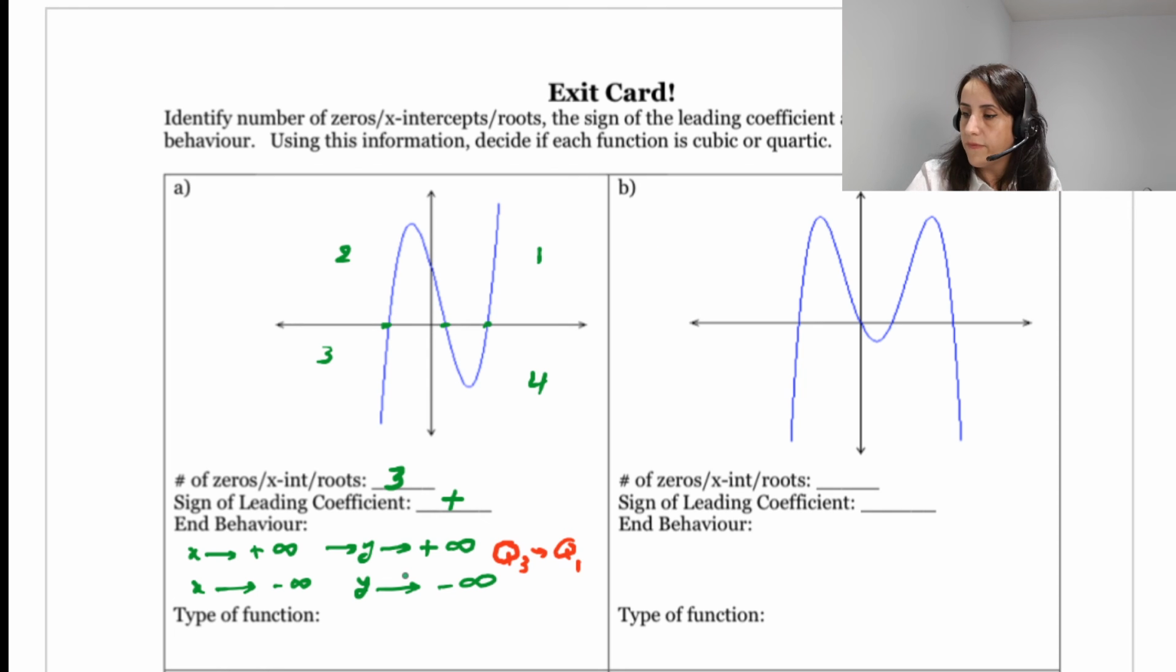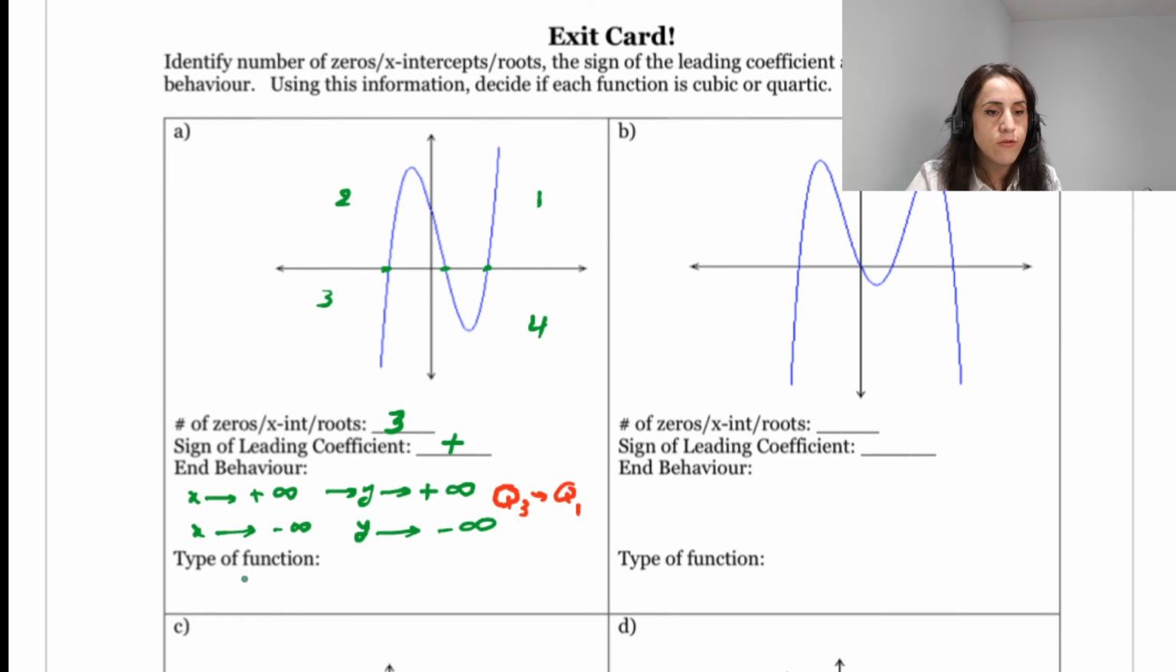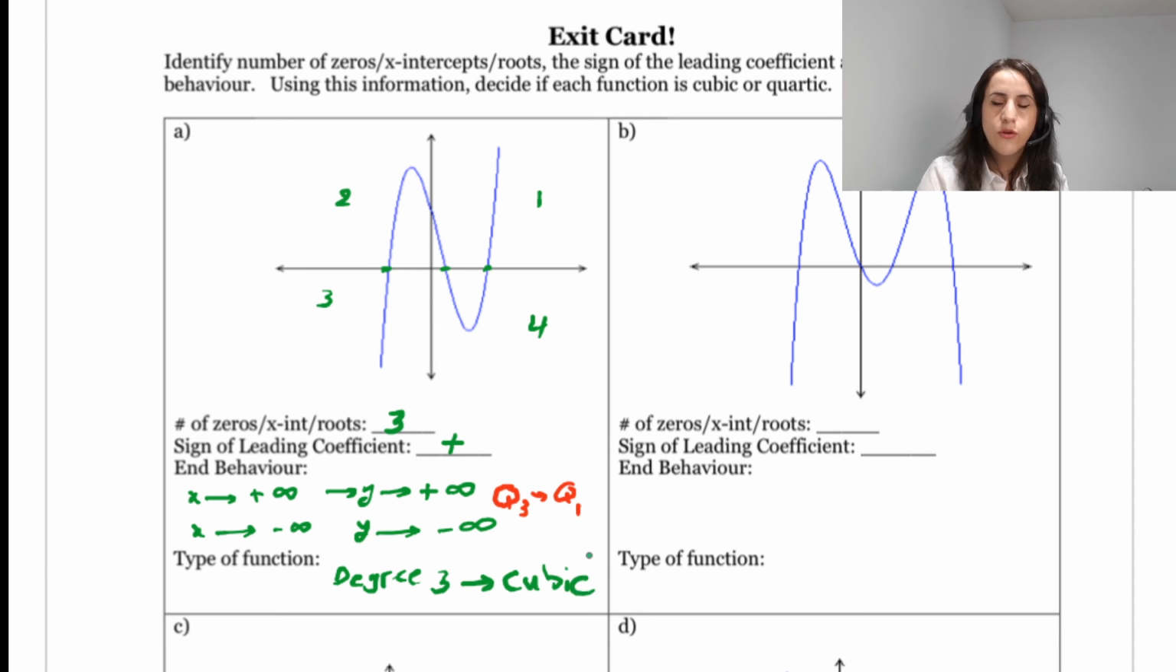Now, what is the type of function? What do you think here? Starting from negative infinity, I have 3 x-intercepts and 2 turning points. I believe it's degree 3. Then I can say that it is a cubic function.